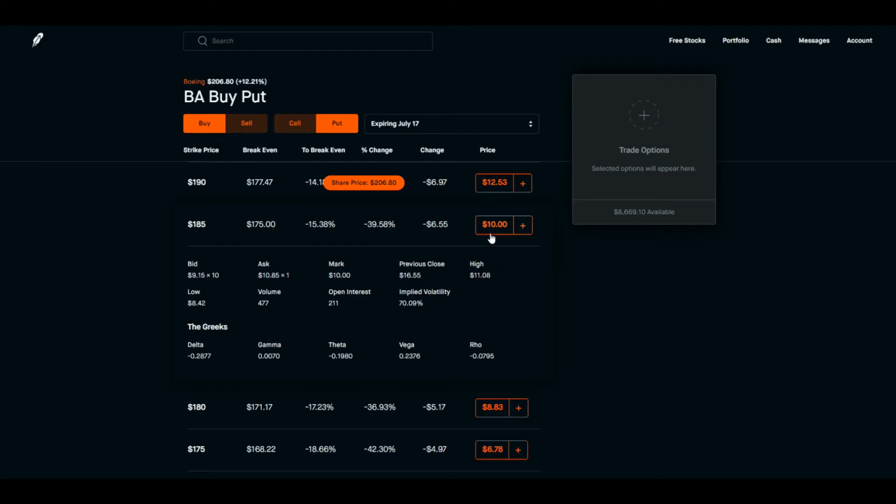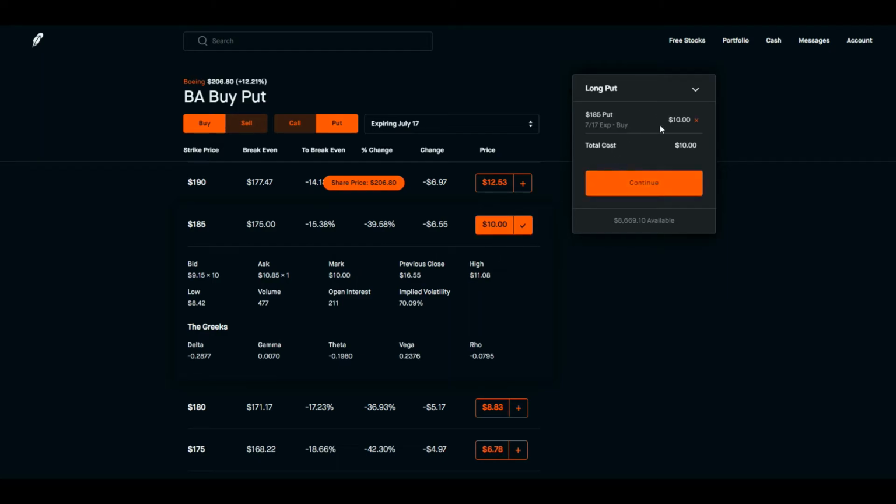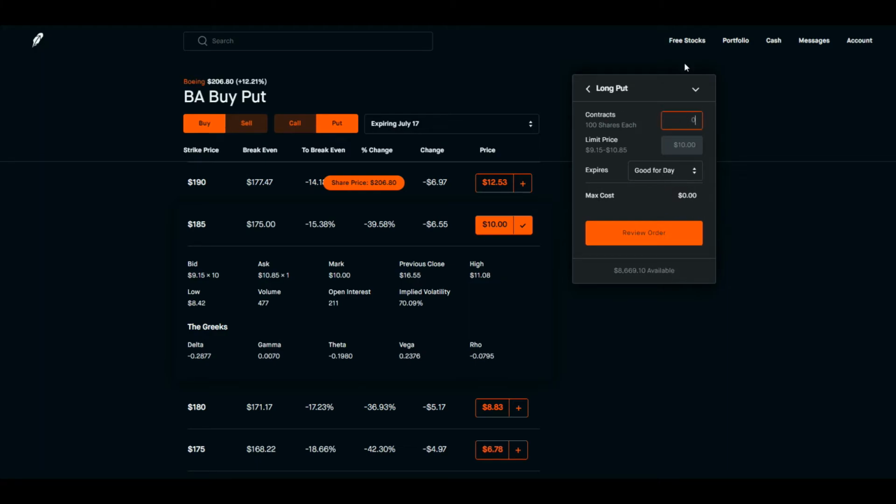So what happens is one contract will cost you $1,000, right? And we're gonna buy 100 contracts, which will cost you $100,000. And let's say you're smoking some purple flowers and you think you can afford it, and somehow you do have this kind of money lying around. Now we have the right to sell our contracts at $185 at any point on or before July 17th, which is our expiration date, right?